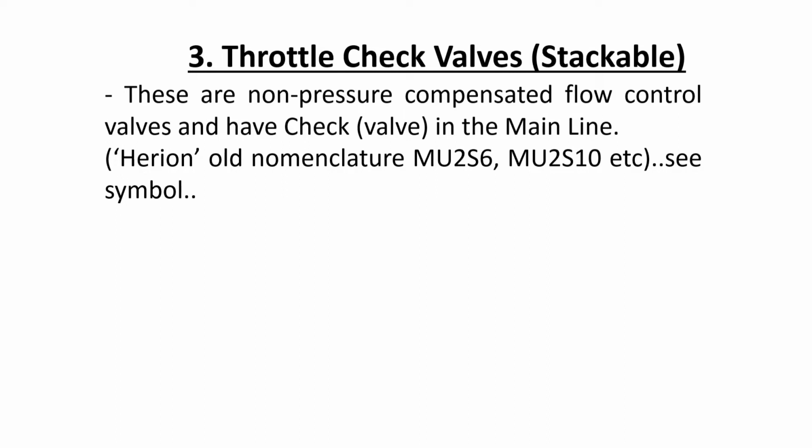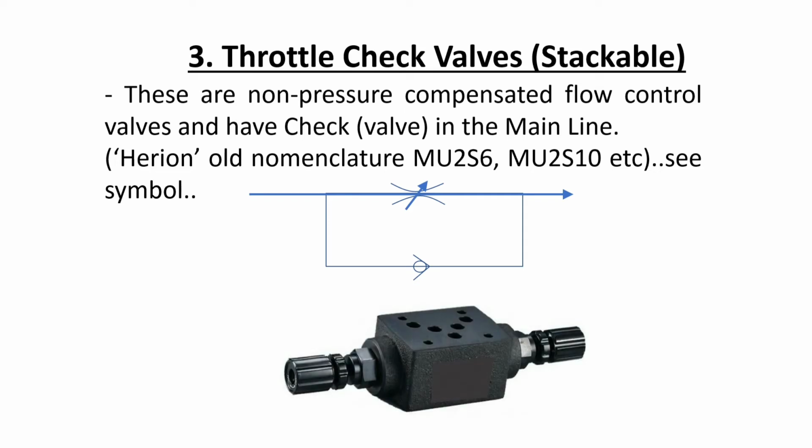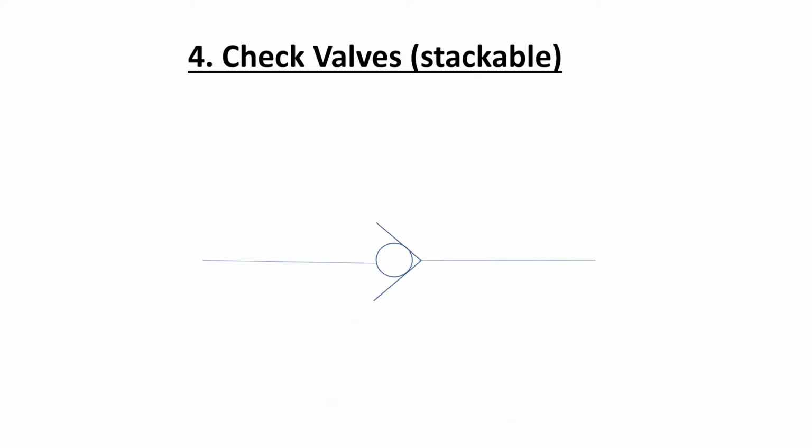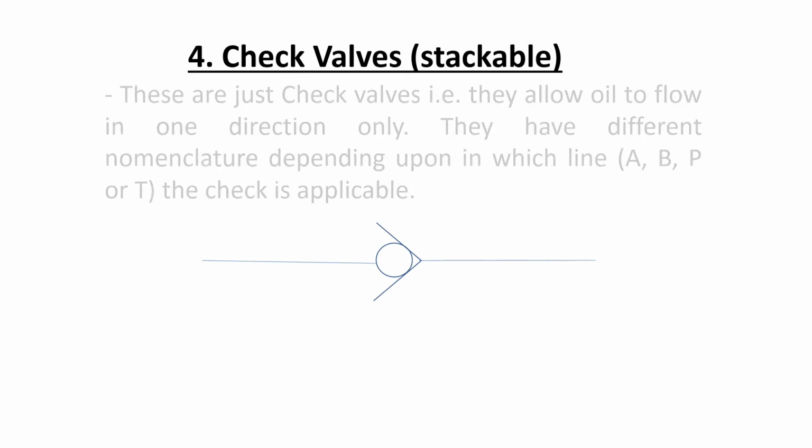Next are throttle check valves, stackable again. These are non-pressure compensated flow control valves and have check valves in the main line. I've given the symbol here in the old nomenclature. See the symbol. This is nothing but a normal flow control valve, wherein you can turn the throttle to have a varied flow, but it will not be a pressure compensated one.